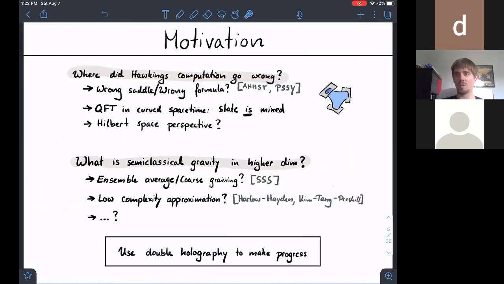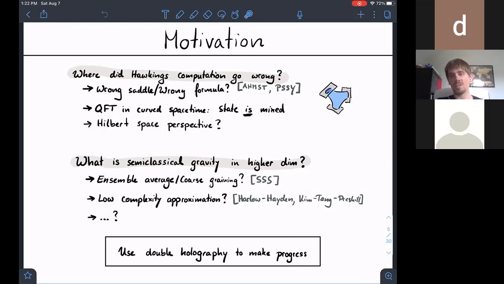So the question still remains, what entropy is this Island really computing? Is this even an entropy? And if it is, why is this the right formula from a Hilbert space perspective? And then the second, very related question asks how semi-classical gravity is even related to quantum gravity in higher dimensions. Like what kind of approximation, if it is an approximation, what kind of approximation is it?